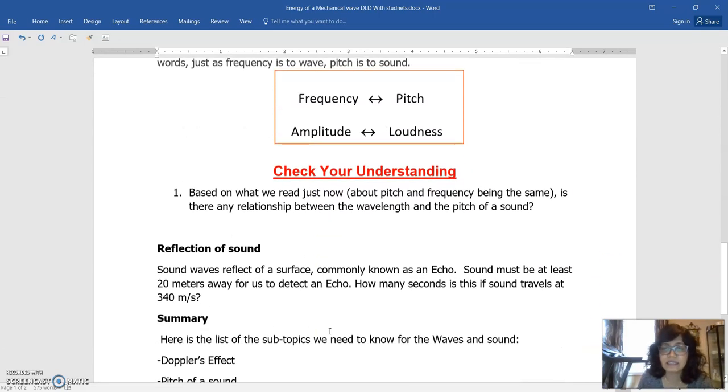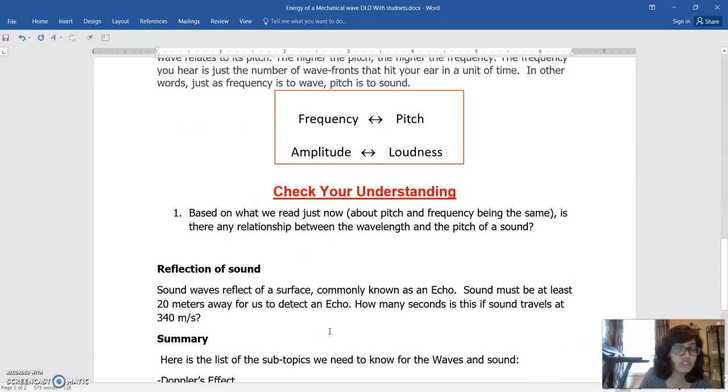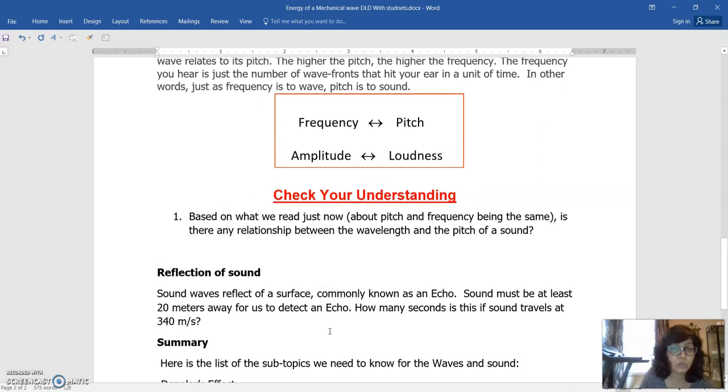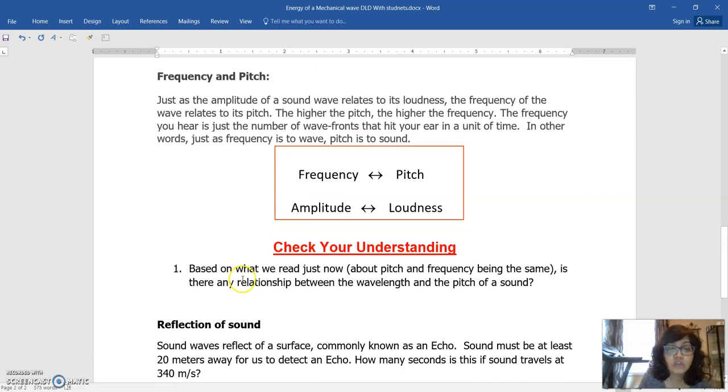The next question which several of us missed was, based on what we read just now about pitch and frequency being the same, is there any relationship between wavelength and pitch of the sound? Remember, one thing we know for sound wave, pitch and frequency are the same thing. Pitch is a new vocabulary word we use only for sound wave, not for any other wave. Frequency we know means number of cycles each second, but for sound we call it a pitch.